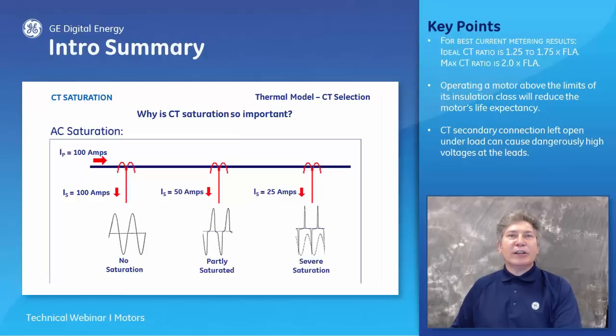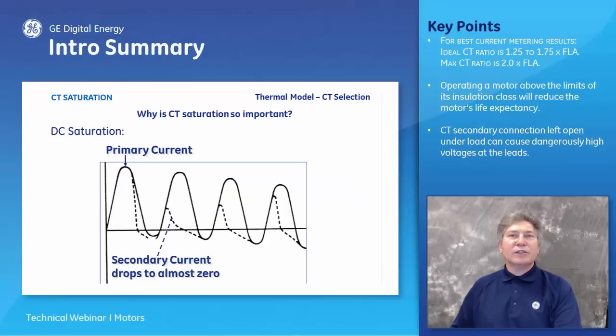DC saturation occurs when the current waveform has a large DC component, which may occur under specific system conditions such as the energization of a large utility transformer. The danger here is that under certain system conditions, the DC saturation may be so severe that the CT output may drop to almost zero.